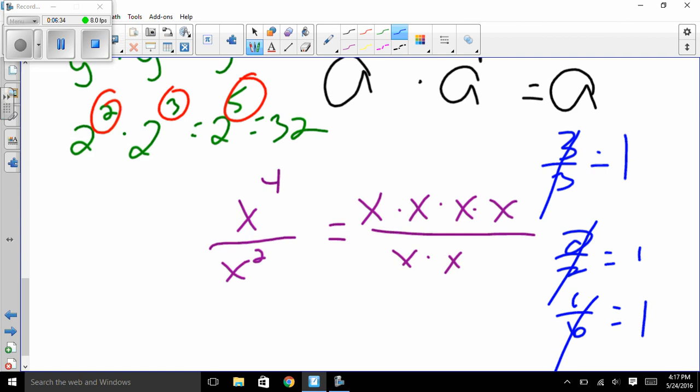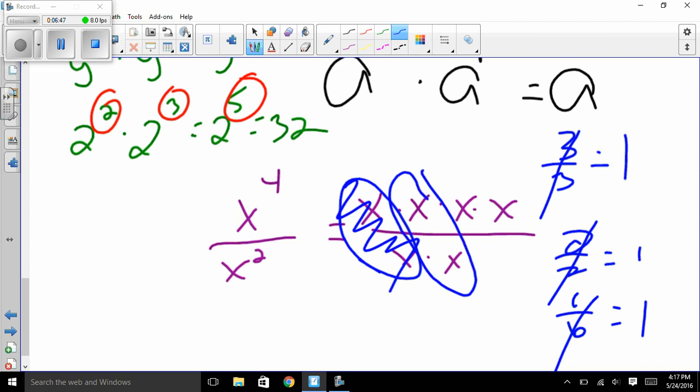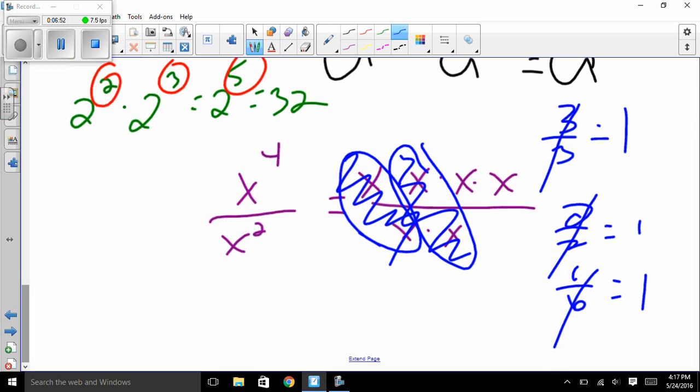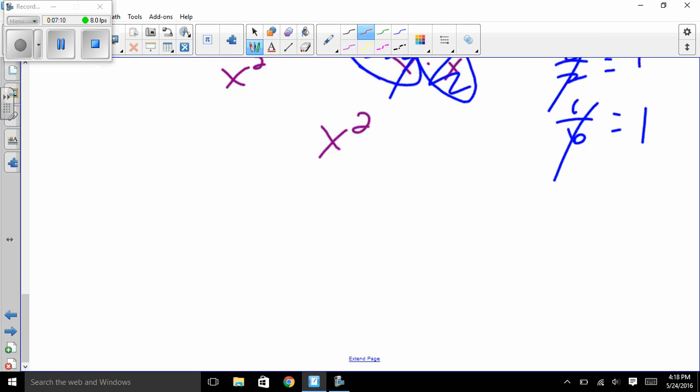Well, the same thing happens when I'm dealing with any kind of base. So if you take a look, I have 1 x on top, 1 x on bottom. Those are going to end up canceling each other out. I have another x on top, another x on bottom. They're going to cancel out. So my final answer for this first example will end up being x squared. Again, when we're going through these examples, try and figure out if you can find the mathematical property that is going along with my examples.